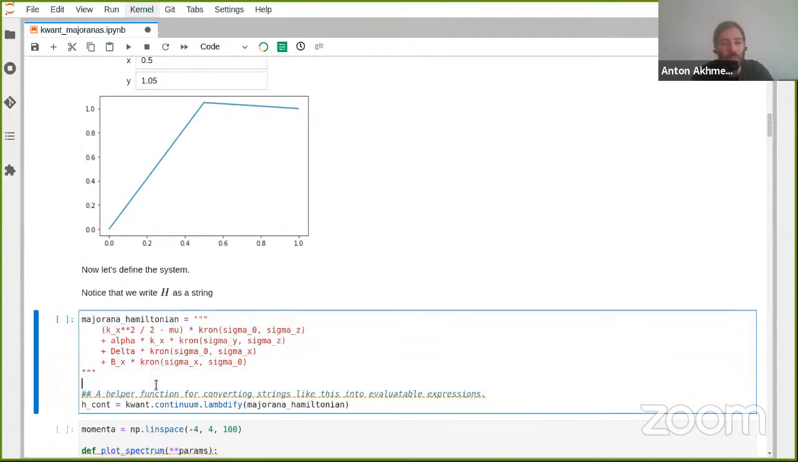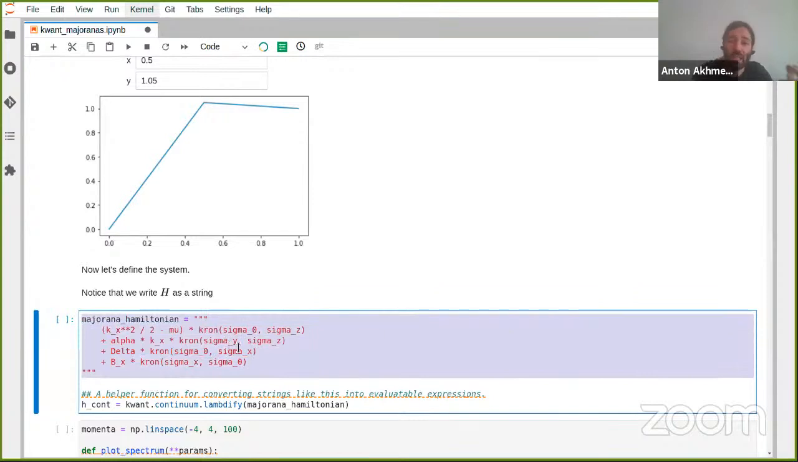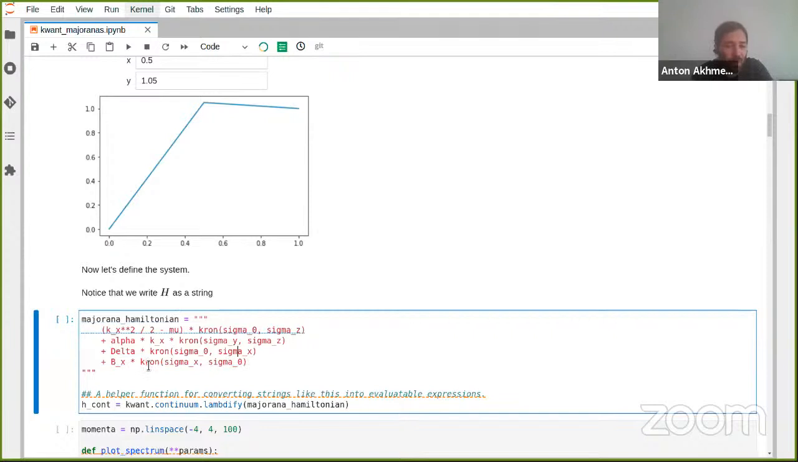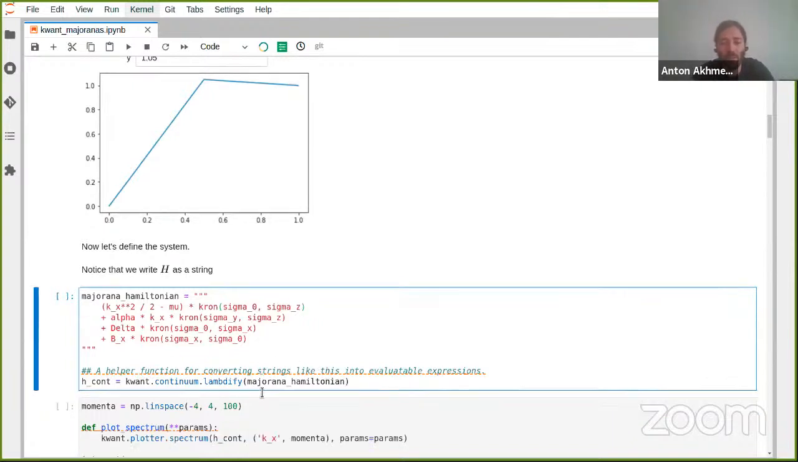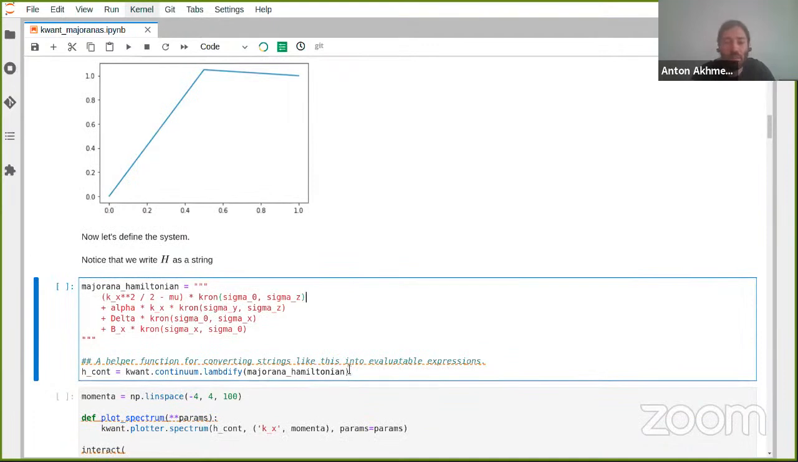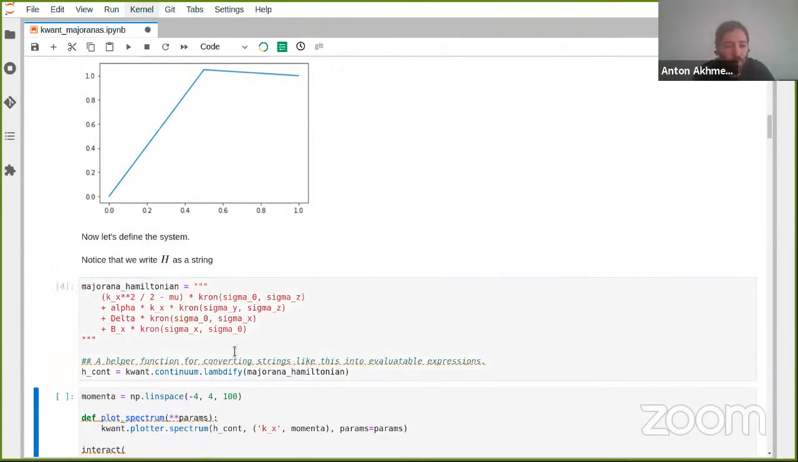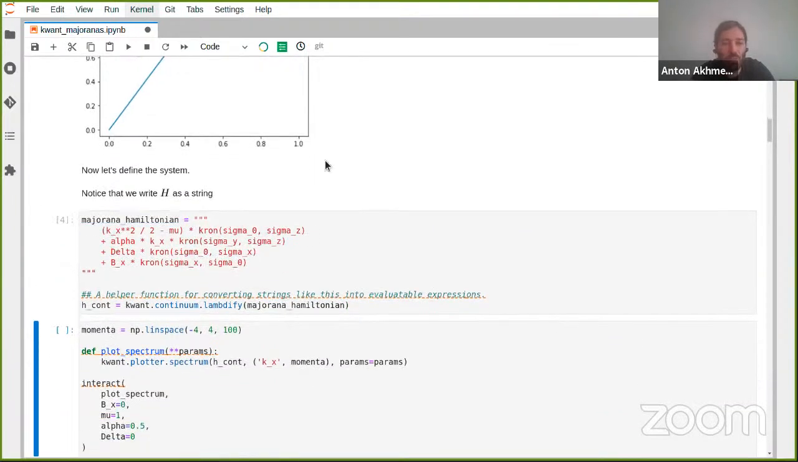So this is the Majorana Hamiltonian, basically the same equation as what I wrote above, just this time written in code. There's the quadratic dispersion. I added all the Kronecker products of different Pauli matrices. And in order to convert it into a function that we can evaluate, I'm using this helper function provided by Kwant. The technical details are not really important. It basically takes care of the Pauli matrices and of all the different arguments.